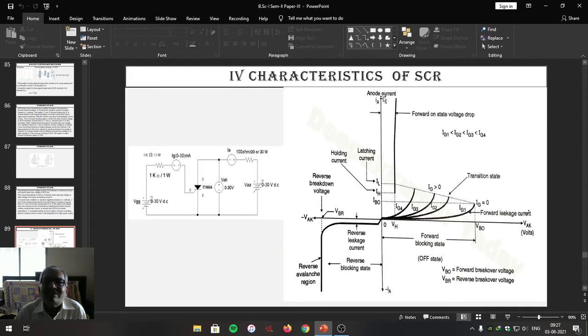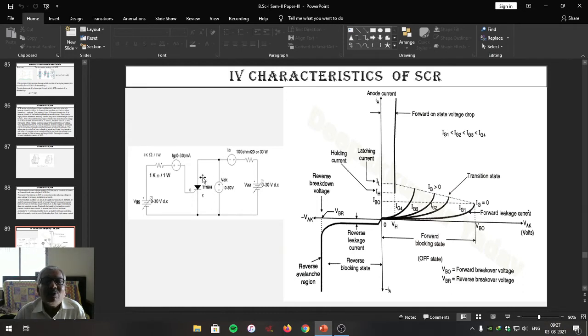To plot the IV characteristics of SCR, we are going to consider this circuit diagram as represented here. Friends, the circuit diagram consists of the SCR, which is represented here. It is the circuit symbol of SCR which you already studied. It represents anode, gate and cathode. We are going to study both forward as well as reverse biased IV characteristics of SCR.